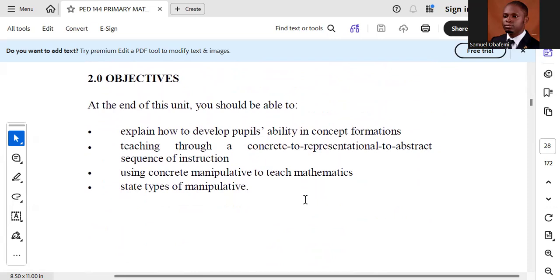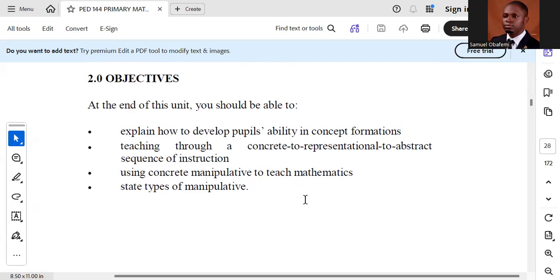What are the things we are to learn through this unit? Our focused objectives, I've simplified them here. At the end of this unit, you should be able to do the following or explain the following. One, how mathematical concepts should be developed in pupils. After this class, you should be able to look at a child and develop, through professional teaching, the interest for mathematics in that child, or how mathematics should be taught.